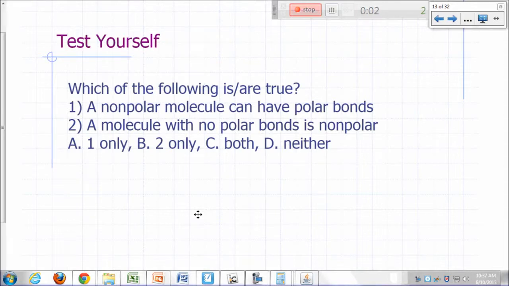What does a molecule need to have to be polar? At least one polar bond. But if it has more than one polar bond, those polar bonds must not cancel each other out, right? Because of the symmetry of the molecule. So how would you evaluate these questions as far as being true or false? Is only one true, only two true, are they both true, or is neither one true?